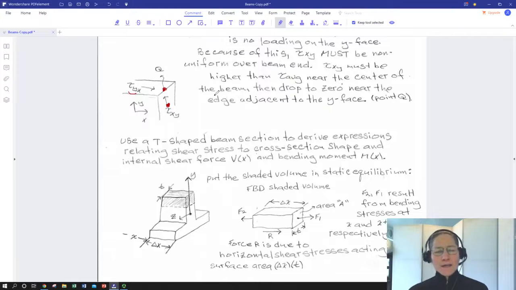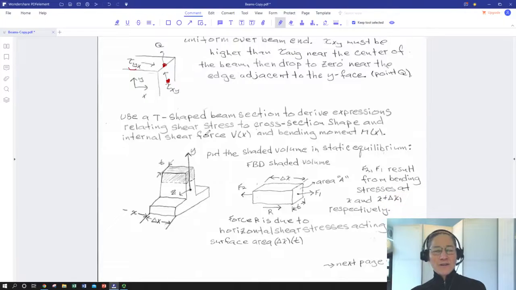Okay, so how do we relate shear stress xy at any point on the beam? Because now we're getting a pretty good idea that this is not going to be the same at any one location on our cross section versus another. It's definitely going to vary. How do we figure out where it's maximum? How do we figure out what the average is? So to do that, we're going to make use of a cut along another plane.